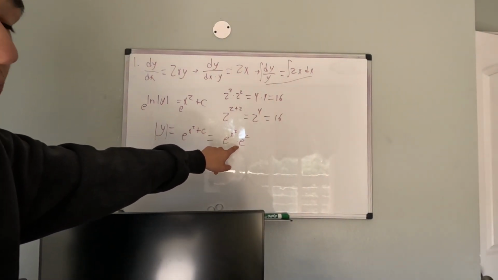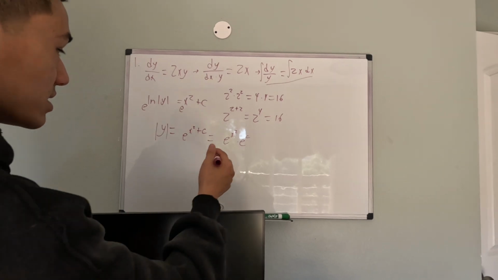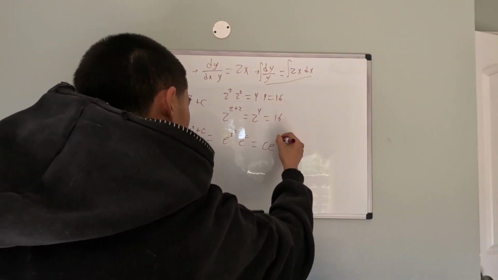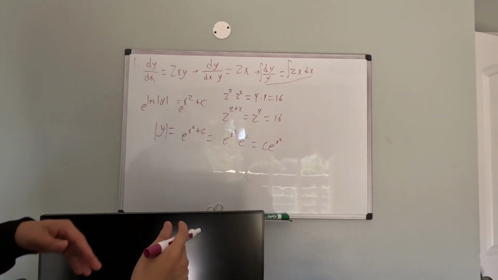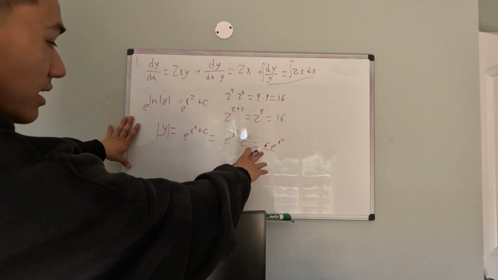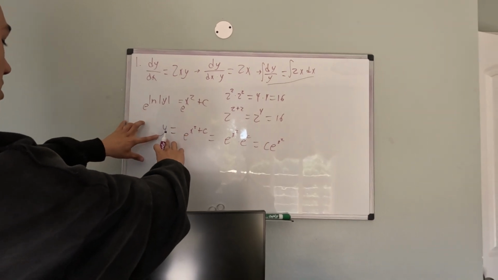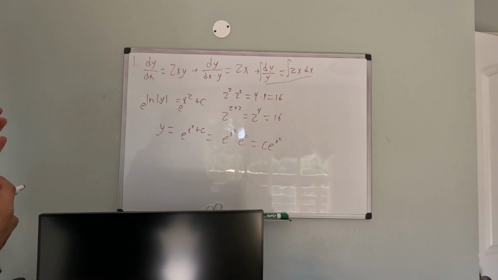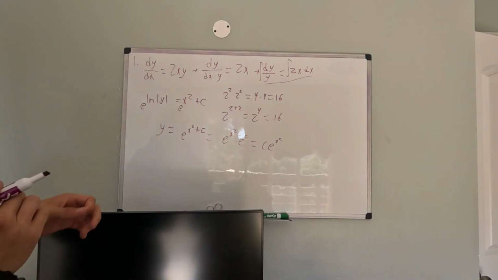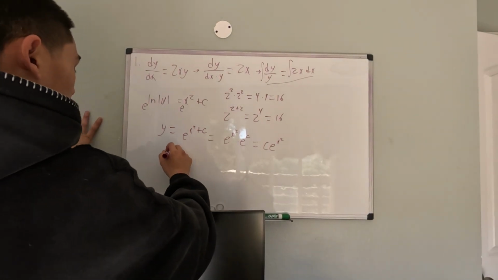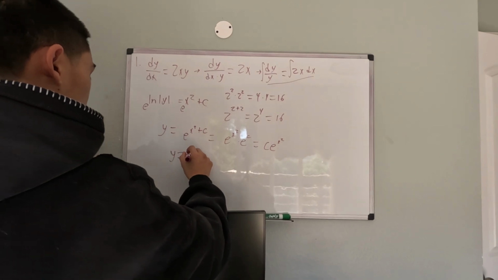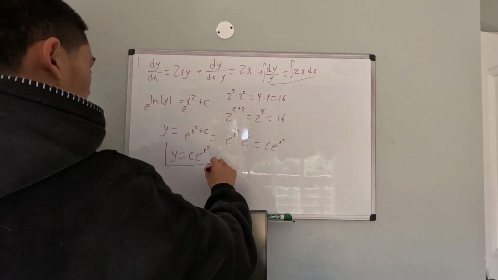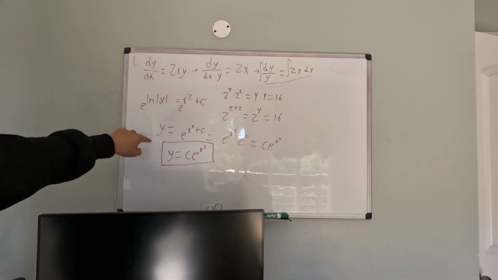And then, what is this right here? e to the c. That's just some constant that you can call c out front. So you say c e to the x squared. Now, this c right here can absorb the absolute value bars, because if it's negative, then you could just make that negative and then boom, it'll absorb it. So your answer right here will be y equals c e to the x squared. This will be your answer for question 1.